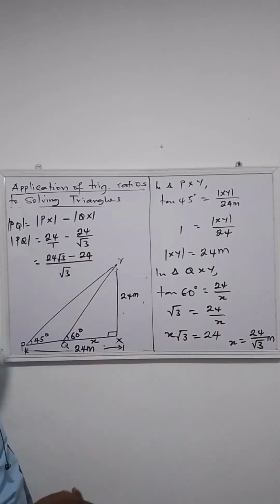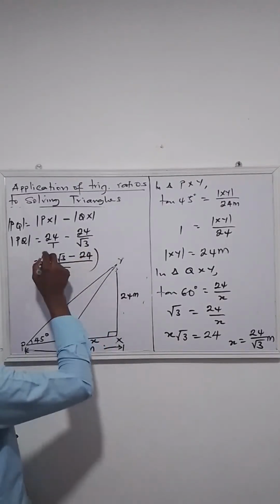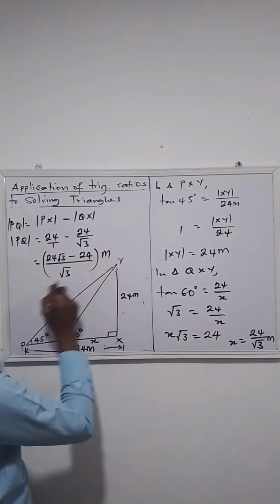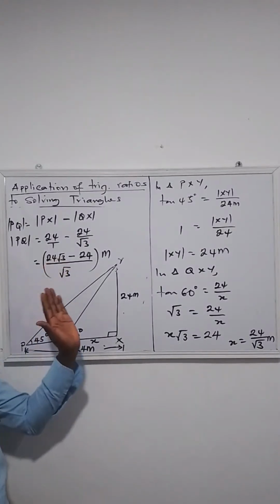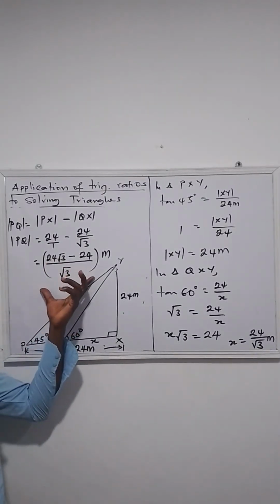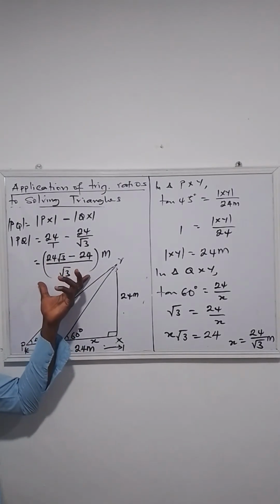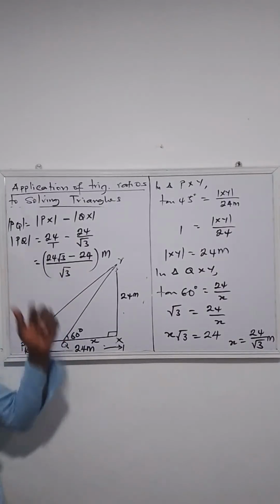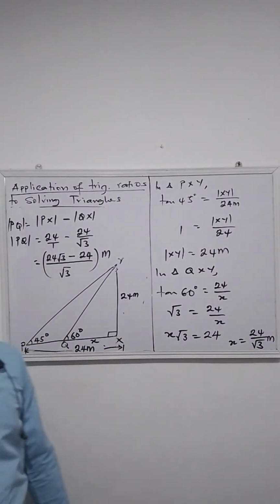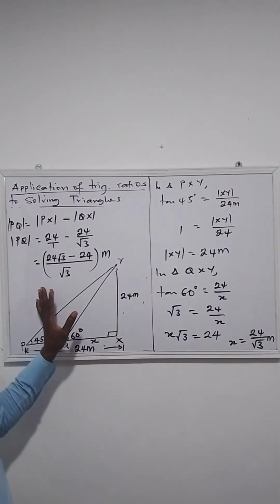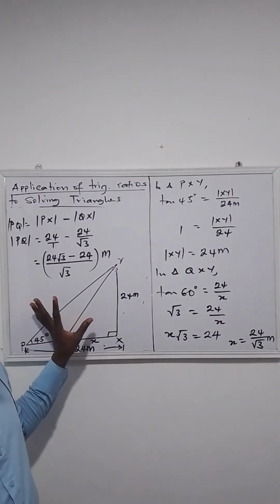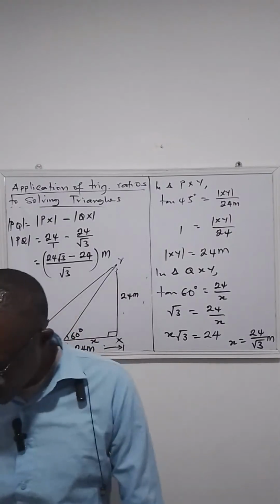So we have 24. Okay, so this is going to be in meters. All right, if you like, you can rationalize the denominator, but let's leave the answer this way. So this is going to be the value for PQ. I want to believe we all understand how we arrive here.